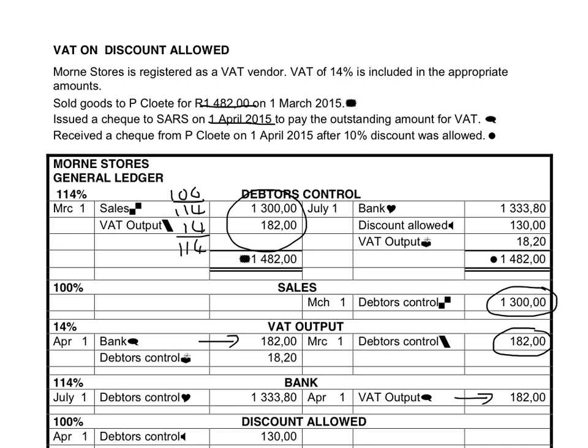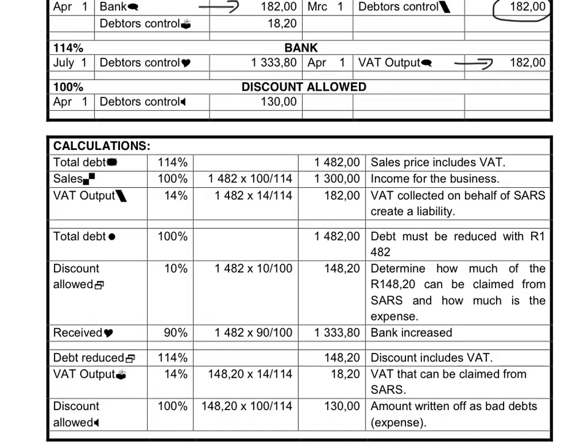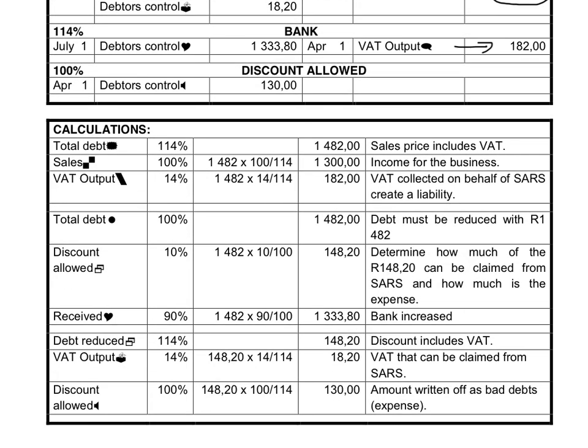If the debtor pays later, after the 10% discount was allowed, it means that we have to calculate what the discount is and how much VAT is included in the discount. Okay, the total debt is 100%, and that equals the 1,482 Rand. The discount is 10%. 10% of 1,482 will give me 148 Rand 20 cents. So the amount that we will receive will only be 90% of the total debt.